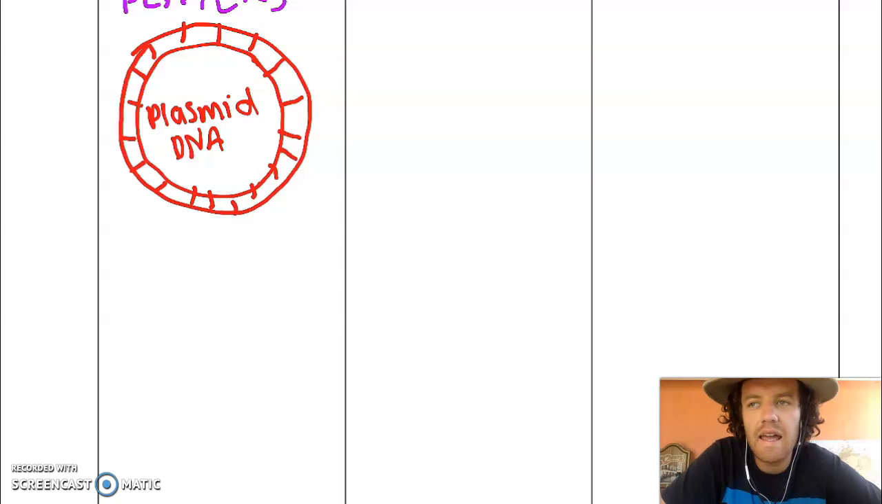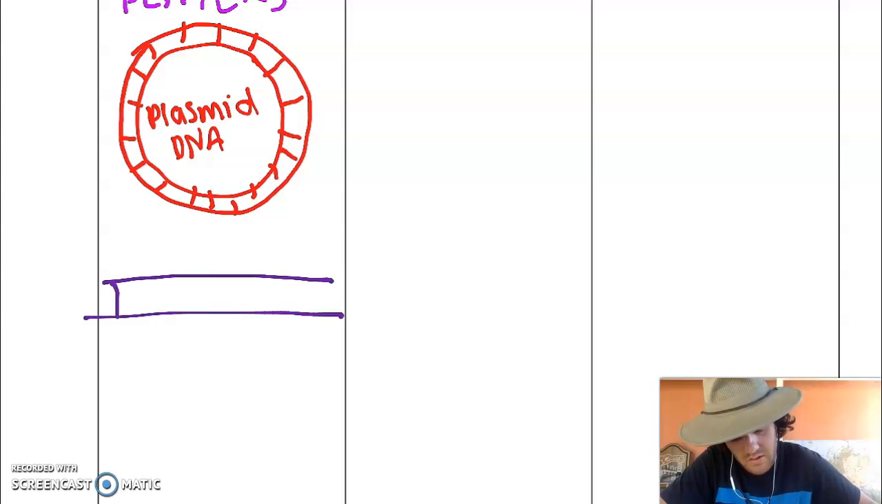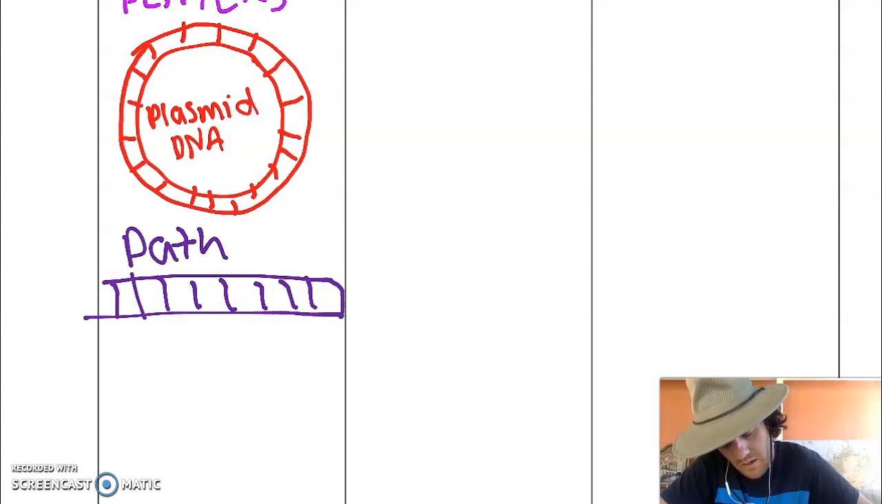Okay. Now, there is another form of DNA that we're going to be using in this procedure, and it has to be the DNA of the disease that we're trying to create a vaccine for. So let's say we're trying to create a vaccine for bacterial meningitis. We would need to be able to get DNA from that pathogen, from bacterial meningitis. So I'm going to draw another form of DNA, just linear DNA, and label that as pathogen DNA.